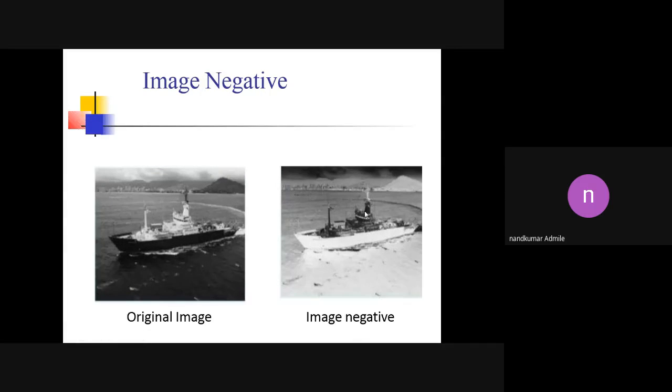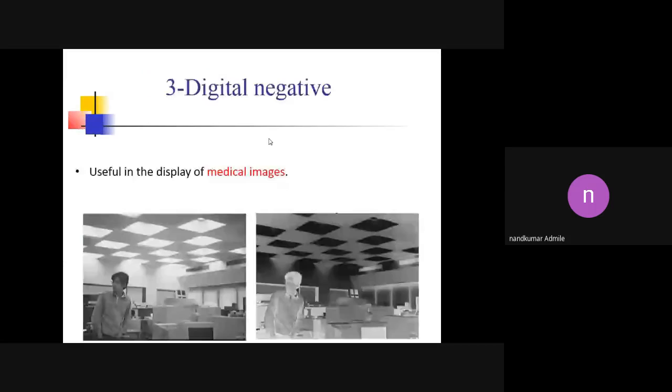नाउ अंडरस्टूड इट? What is the image negative? Basically the image negative is we have to take the opposite action. So white might be changed into black, and black might be changed into white. Okay, so here also we can take one image.